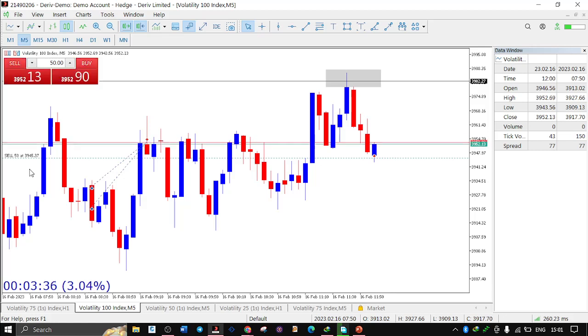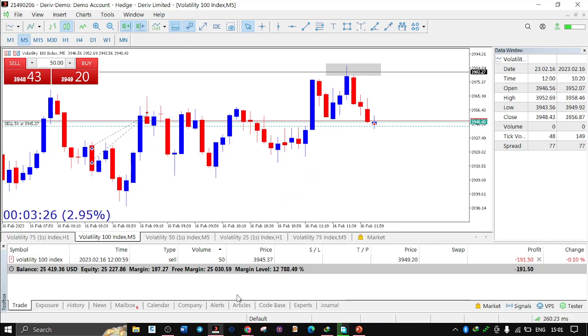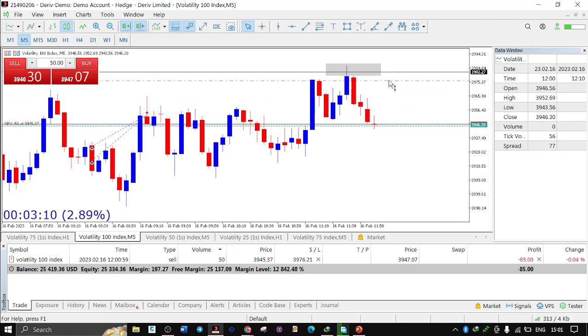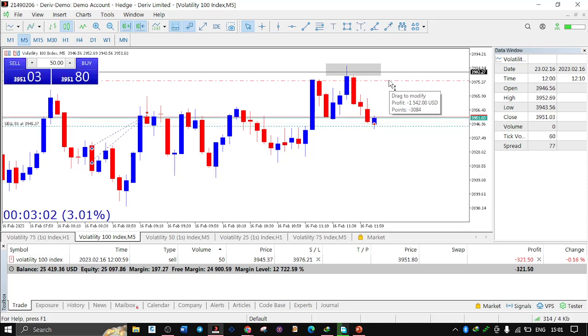What price level have I sold at? Can you see the price level I have sold at? 3946.37. So now I'm going to push up. How many pips? I have pushed up around 3,084 points. This is equivalent to 30.84 pips.